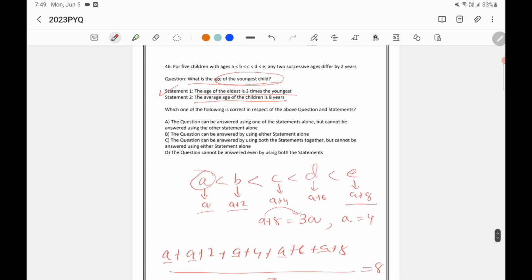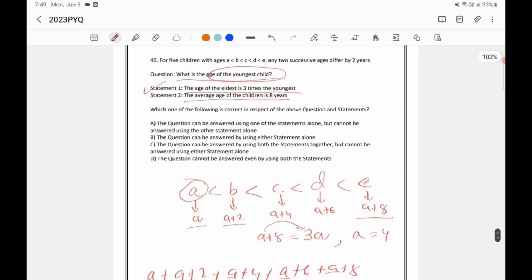So by statement 1 alone or statement 2 alone, you can find out the answer. Right? So this question can be answered by using either statement alone. So option B is the right answer.